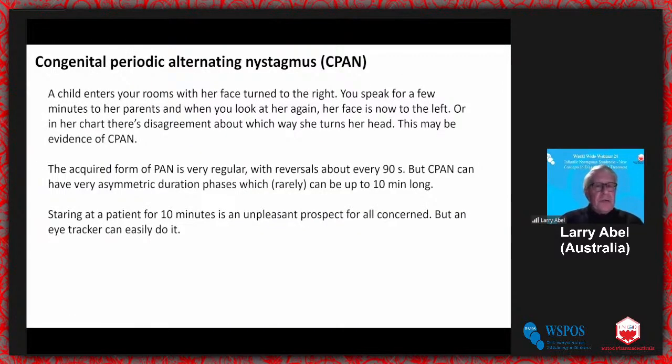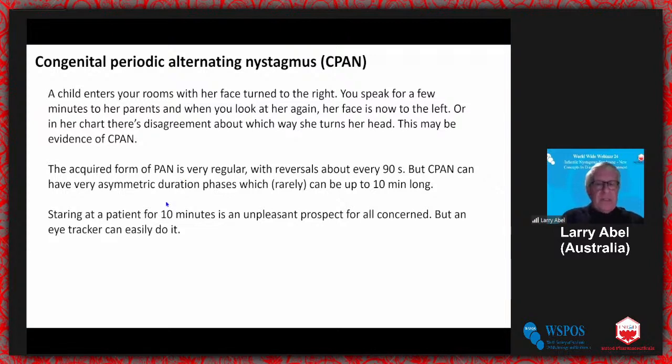Then there's congenital periodic alternating nystagmus. You see a patient whose face sometimes goes to the left, sometimes goes to the right. What do they have? Acquired PAN is like an egg timer. Every 90 seconds, it reverses. CPAN can be really irregular, with one direction going maybe for 10 minutes. It's very hard to stare at a patient for 10 minutes. Socially, this is awkward. The eye tracker can do it.